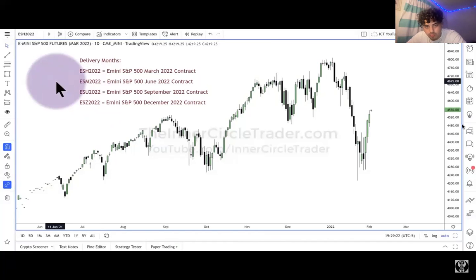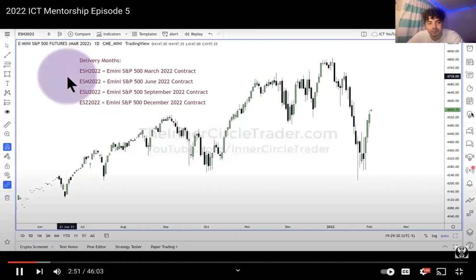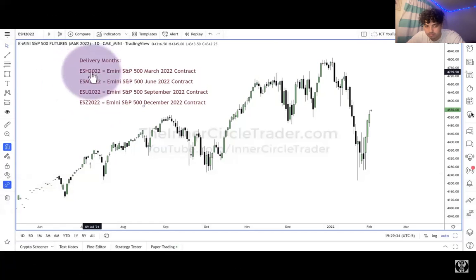E-mini Dow, okay? The year, obviously, is what it is. Now, if you're going to be using, like, for instance, when I take live trades in the TD Ameritrade, they don't take their year symbol like this. It's 22. But in TradingView, if you're pulling up the symbol, like I have here, ESH2022, that represents the E-mini S&P 500 contract for delivery month, March, year 2022.